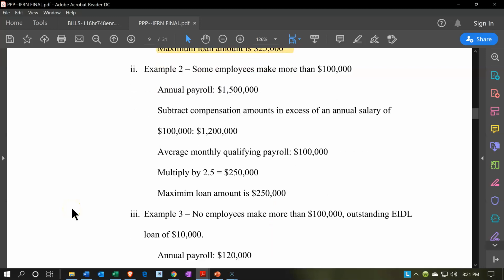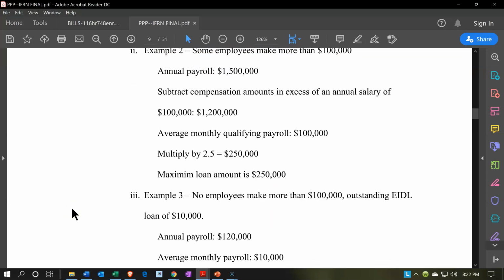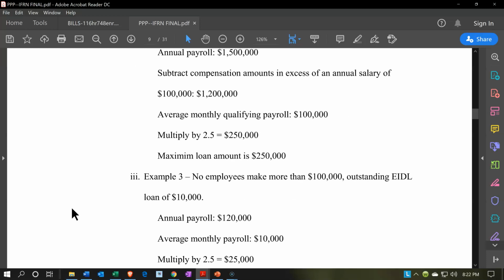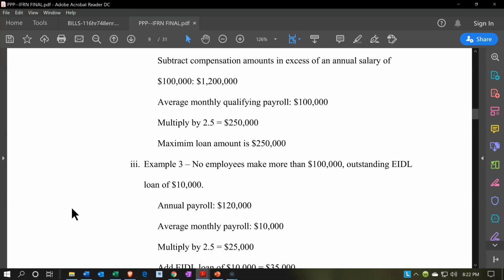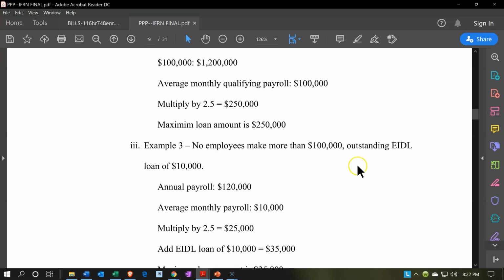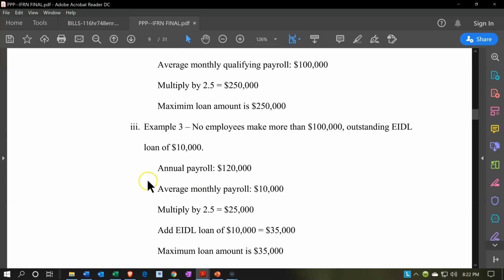Multiplying that times 2.5 is the 250,000. Maximum loan 250. Number 3, no employees make more than 100,000. Outstanding EIDL loan of 10,000. So the outstanding loan, this is the outstanding balance, which, the way I'm interpreting it, does not include the advance if there was an advance payment, because it doesn't need to be repaid. That's the way I'm saying that.